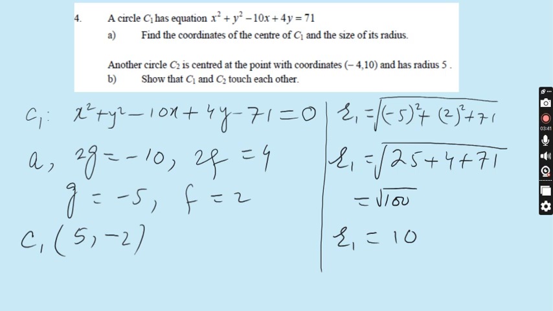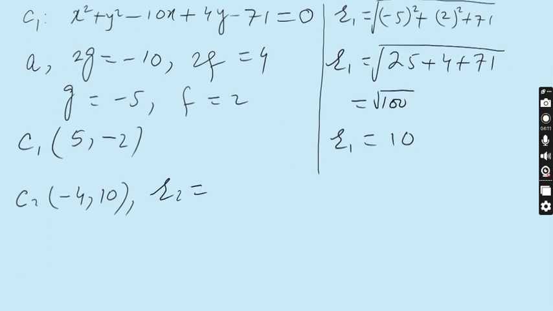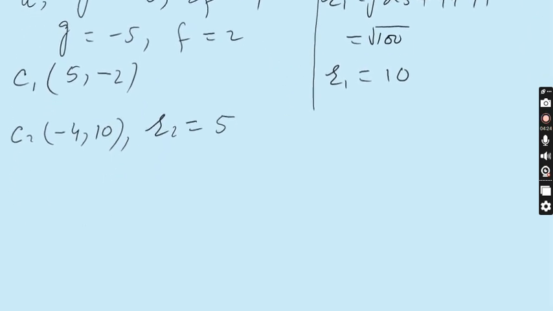Now the next part is another circle C2, centered at the point with coordinates (minus 4, 10). So the second circle C2 has center (minus 4, 10) and radius R2 with respect to C2 is 5. What is the requirement? Show that C1 and C2 touch each other. So we have to show that both circles touch each other.